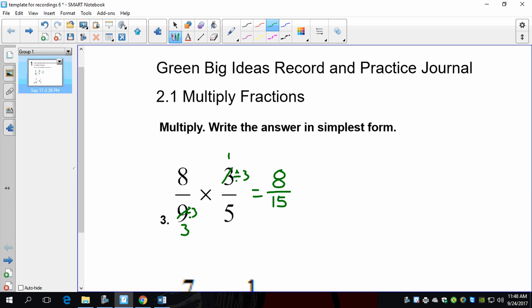Multiplying fractions really is not too bad when you just have to multiply the tops and multiply the bottoms. Sometimes we'll get lucky too with our canceling where we'll take the numbers out so we don't have to reduce the problems and put them in simplest terms because we've already canceled.